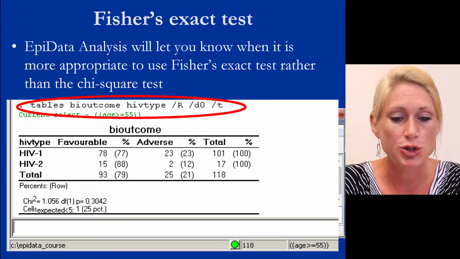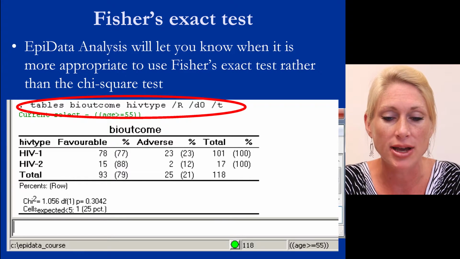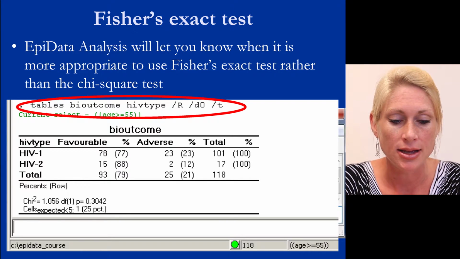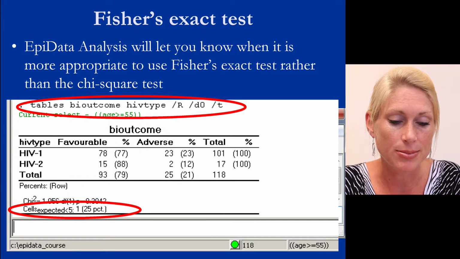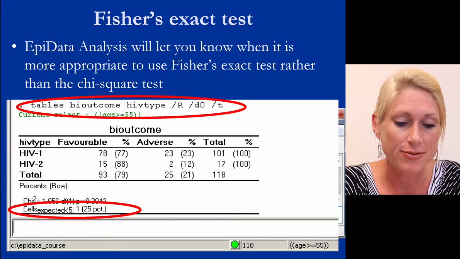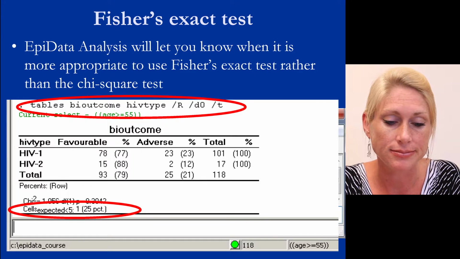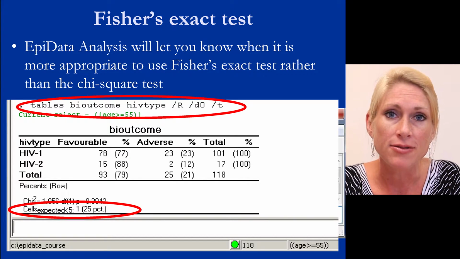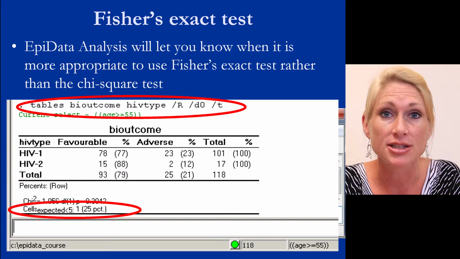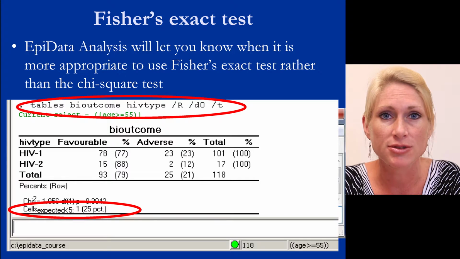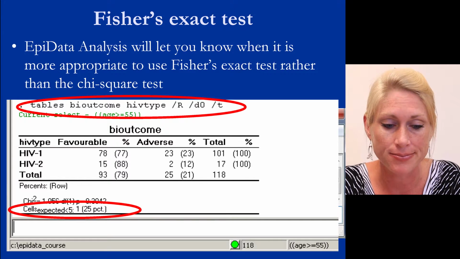So now if I do my tabulation command with outcome and HIV type and I do T for a chi-square test, you see this statement under the table. Cells expected less than 5, 1. The way a chi-square test works, in brief, is to compare the results that we observe with the results that we would expect if there was no difference between the groups that we're comparing.